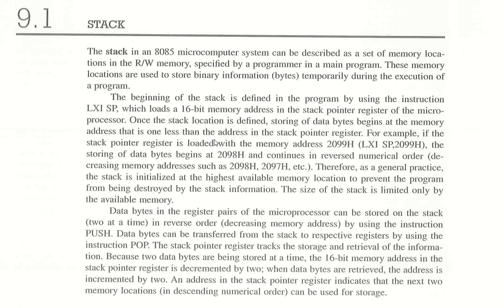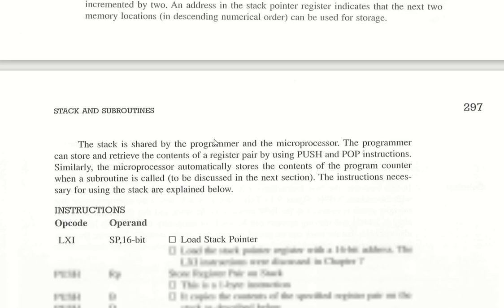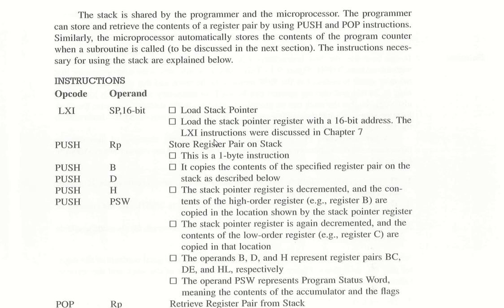And what does this address indicate? The address in the stack pointer register indicates the next two memory locations that can be used for storage purposes, and that also takes place in descending numerical order. As you can see, we have some instructions here.